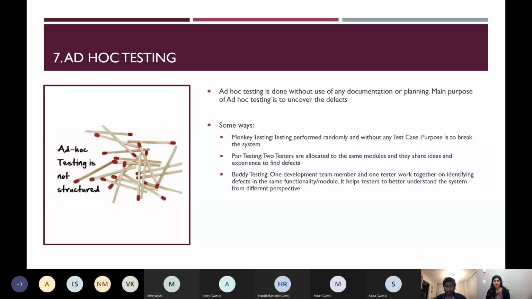Pair testing, so we can have two testers pair up and do the testing, or even buddy testing. Again, these approaches are something I have not personally used, but in my research, I came across them and I decided to include them in the talk today.